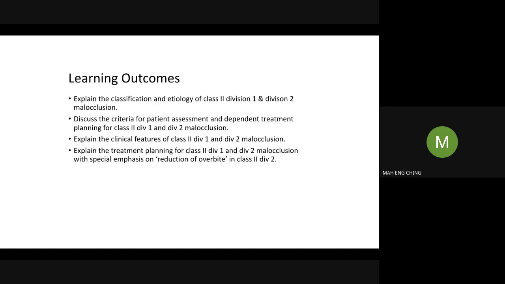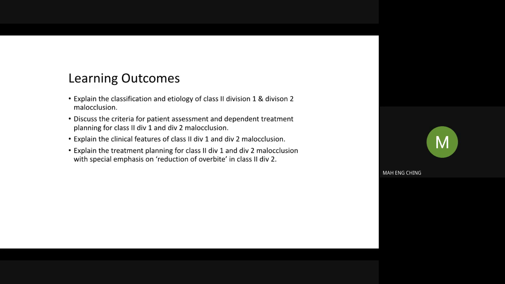So classification, we know both class 2 division 1 and class 2 division 2 use the same classification. The first one is the British Standards Institute, which classifies by the incisor. So whenever the incisor is biting behind the cingulum plateau or the middle third, it's considered class 2 malocclusion. Division 1 just means the upper incisors slightly stick out, or proclined. Division 2 just means the upper incisors are retroclined. But in both, the lower incisor edge occludes behind the middle third of the upper incisor. This must be very clear.